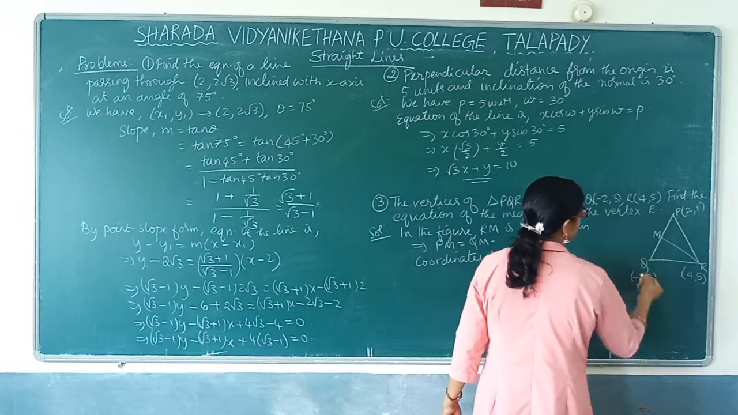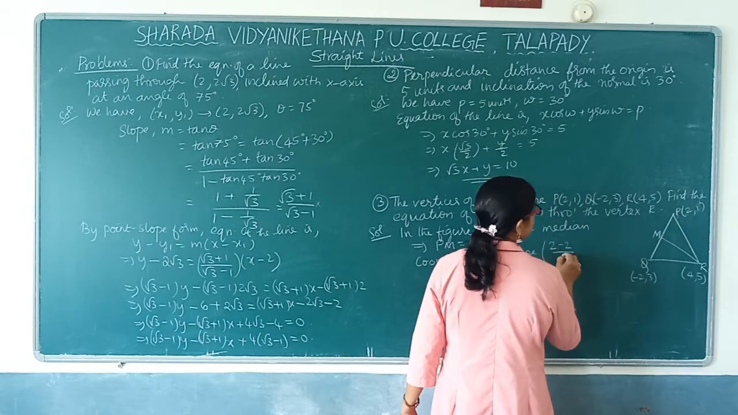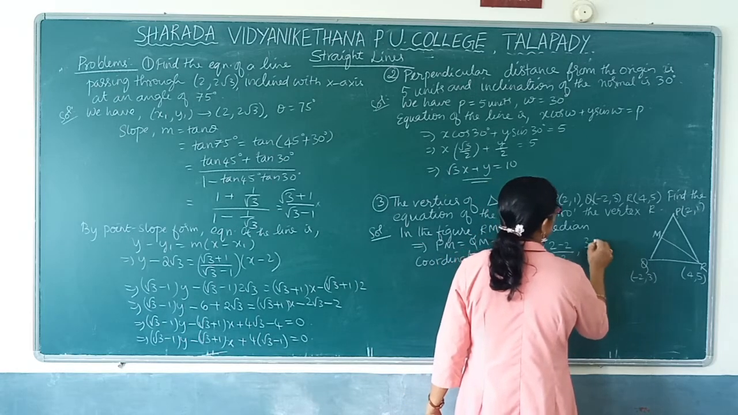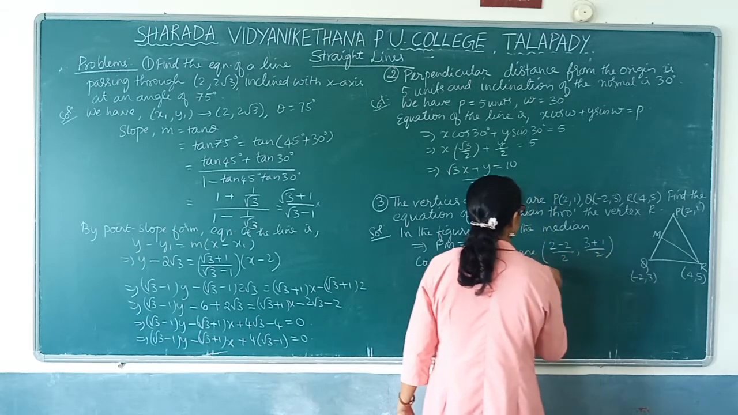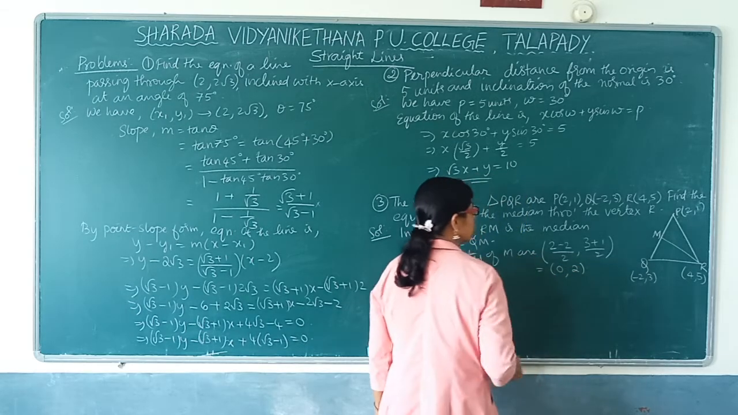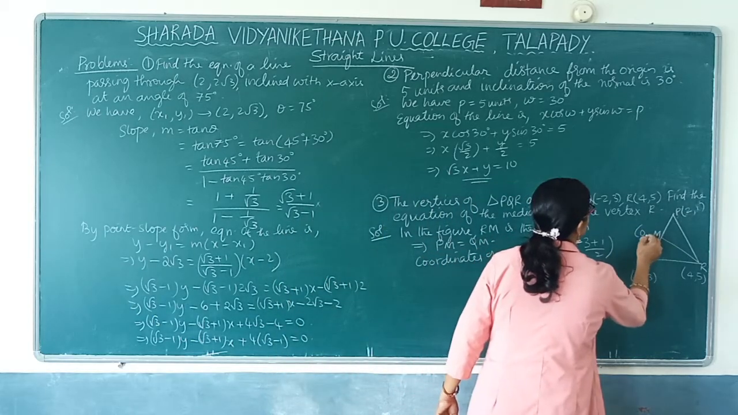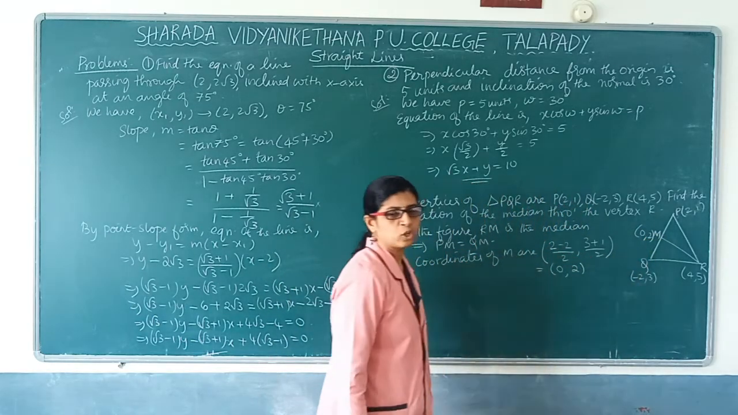It is a midpoint. You have to apply the midpoint formula. (2 minus 2) by 2, and (3 plus 1) by 2. So, what is this? 2 minus 2 is 0 and 4 by 2 is 2. (0, 2) is the coordinate of the midpoint M. So you have got 2 points on the line.